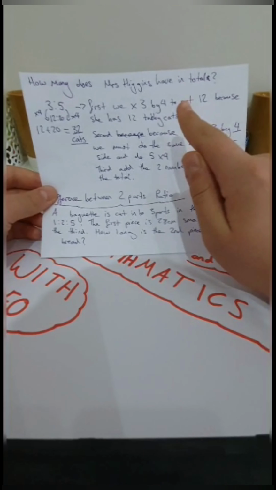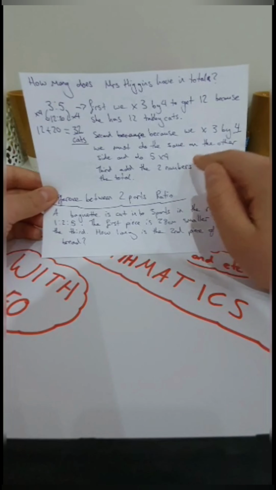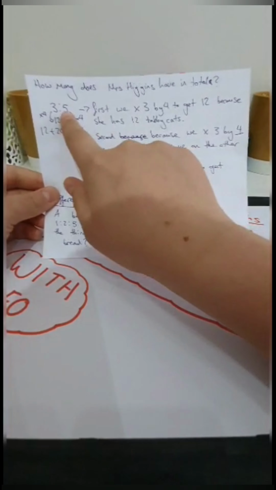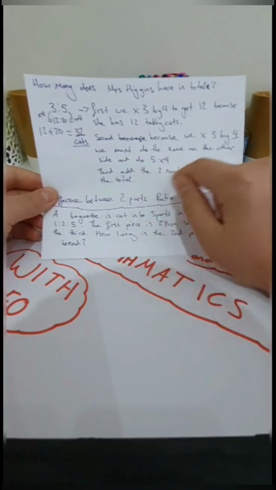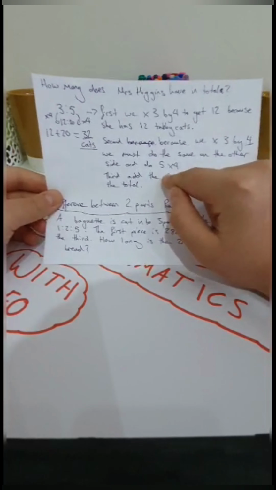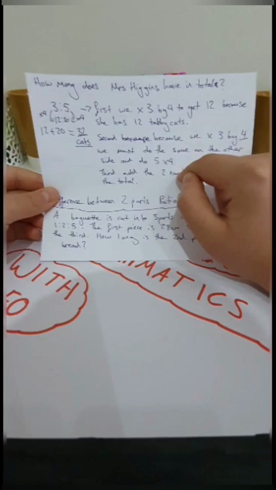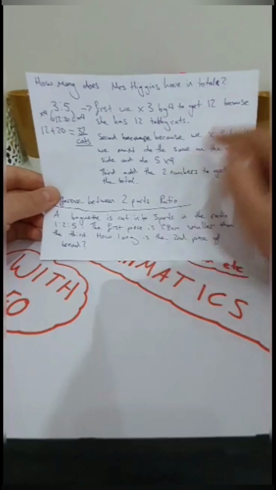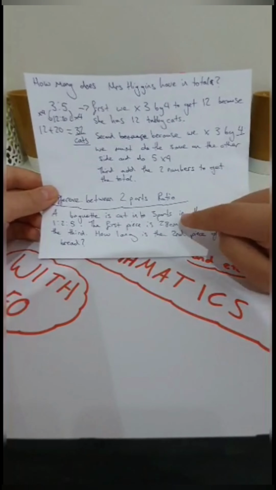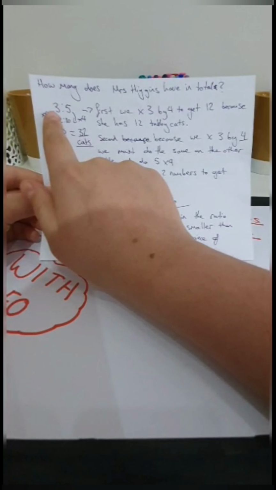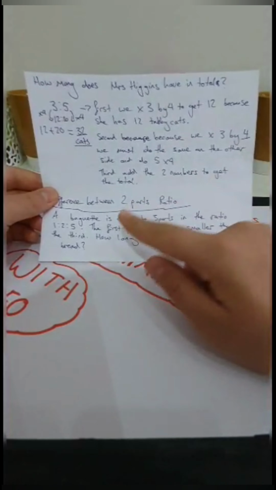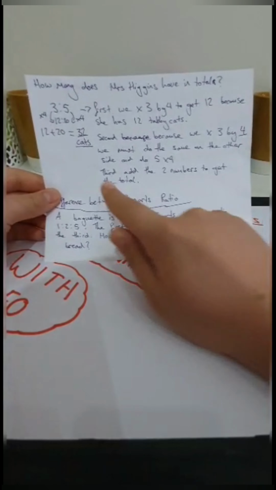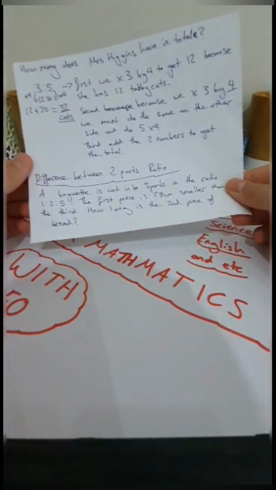First, we do times 3 by 4 to get 12, like we did here. Second, we have to do the same on the other side, so we would do 5 times 4. Whatever we do to one side, we must do to the other. So because we times 3 by 4 here, we have to do 5 by 4 here. Third, we add the two numbers up to get the total, which is 32 cats.